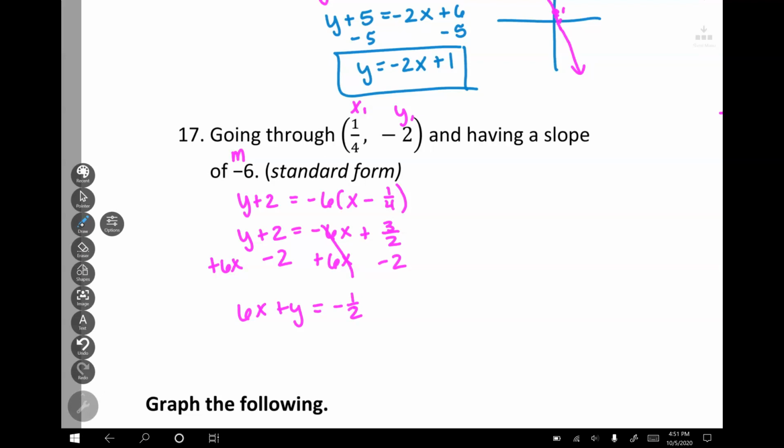Okay, almost done. Just remember you can't have any fractions, so we need to multiply this entire equation by 2 to get rid of that 2 in the denominator. So that's going to be 12x plus 2y equals negative 1.